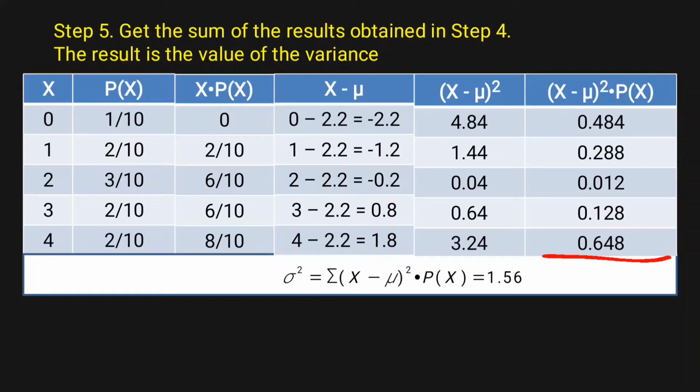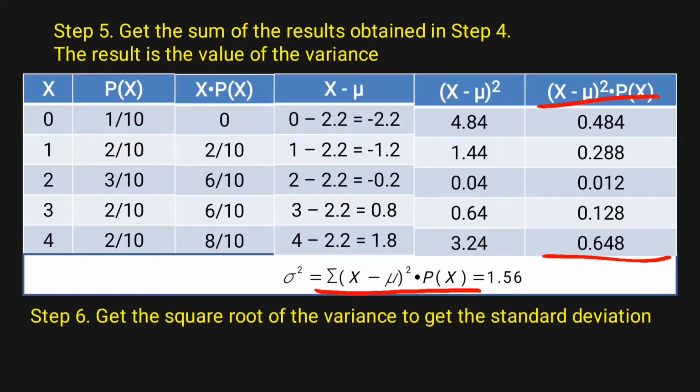Summation of x minus mu squared times p of x. Yan. So, summation yan. So, when we get the sum, the answer is 1.560. Or tanggalin na natin yung 0. So, 1.56. Okay? So, yun na yung variance natin, 1.56.